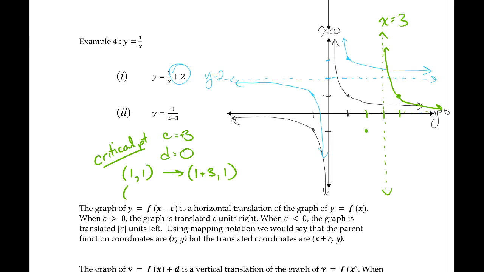I've also got -1 and -1 in my parent function. That's right here. Okay, and so I would go -1 plus 3, and no shift in my D value because D is 0. Having done that, well, that's -1 plus 3 is +2, and that's exactly where I'm going to put that point and sketch in my curve from here.